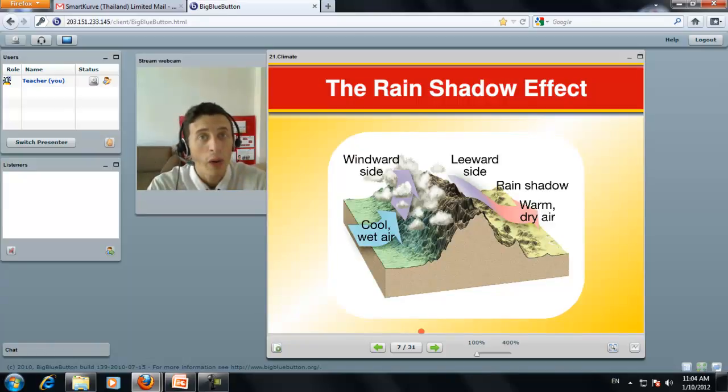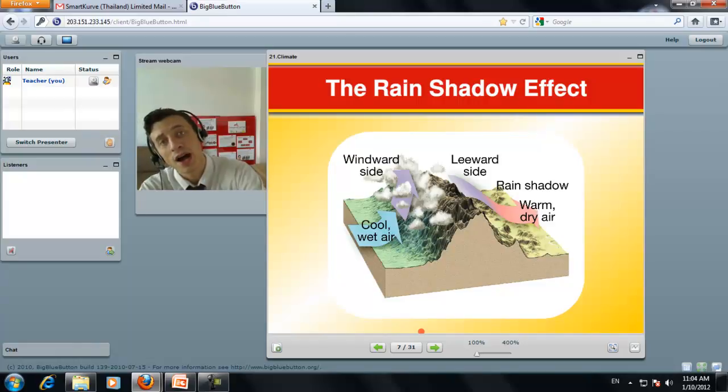Remember in our unit on weather when we learned about warm fronts and cold fronts, this mass of cool, wet air is going to hit that mountain range, and it's going to start to rise, where it's going to become even cooler and condense. So that air that's very wet is going to bring a lot of rain.